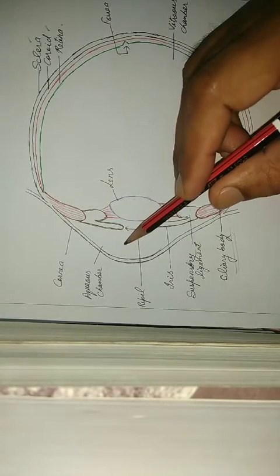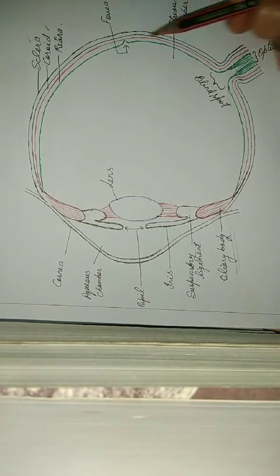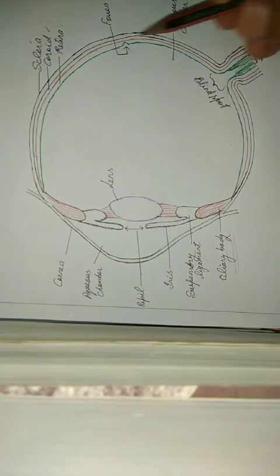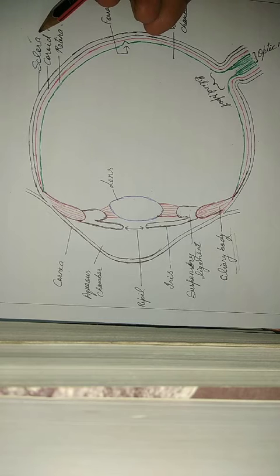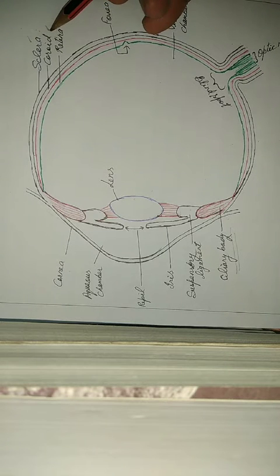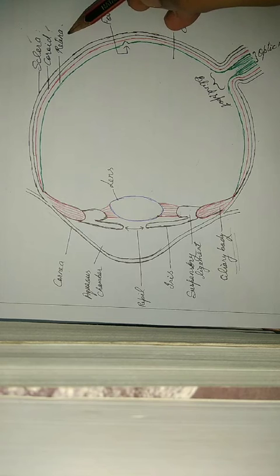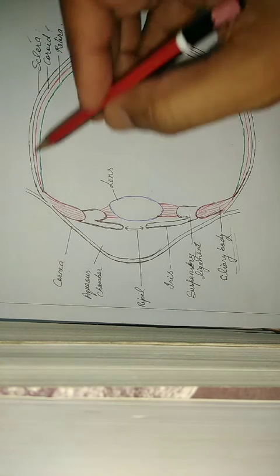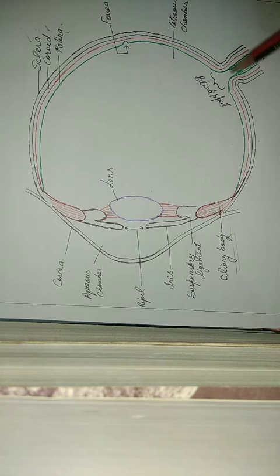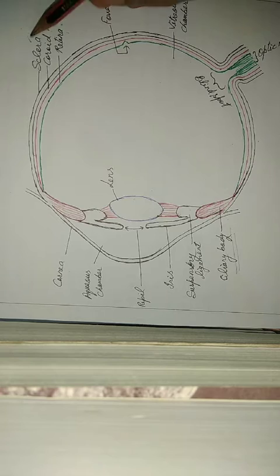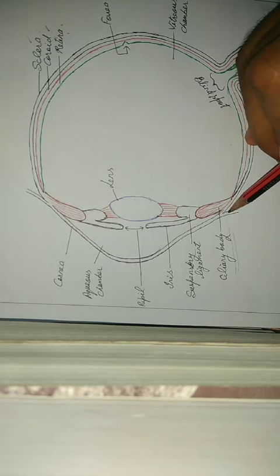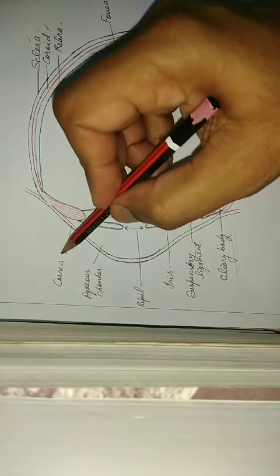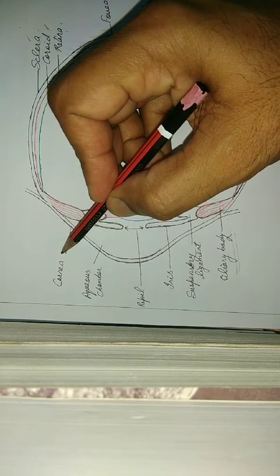The human eye is nearly spherical in structure and consists of three layers: the sclera, choroid, and the retina. The sclera forms the outermost layer, which is a tough layer, and in front of the eye it forms a transparent structure known as the cornea.